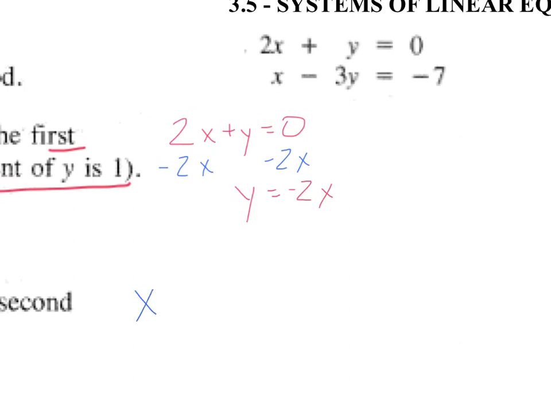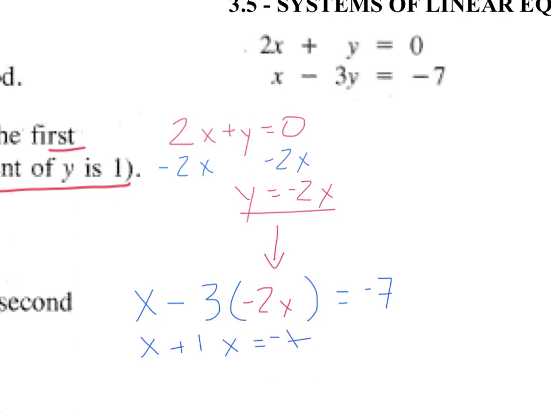So, x minus 3y equals negative 7. But I don't have y. I'm going to put in negative 2x. Now I can just simplify this. Again, this is just solving one equation. Negative 3 times negative 2 gives me positive 6x equals negative 7.